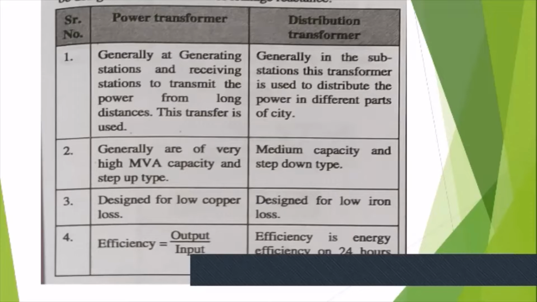Efficiency is equal to output upon input, and in a distribution transformer, energy efficiency depends upon 24 hours.